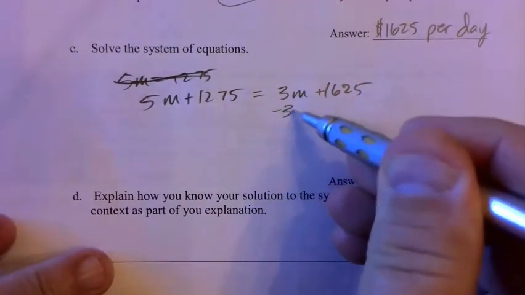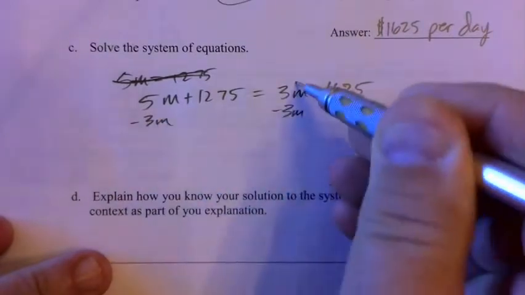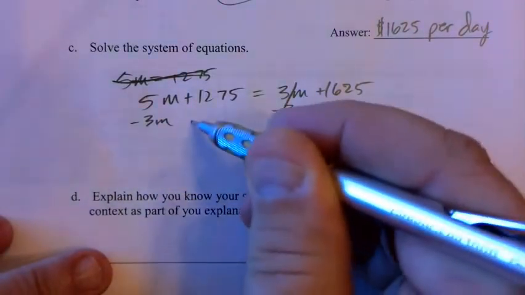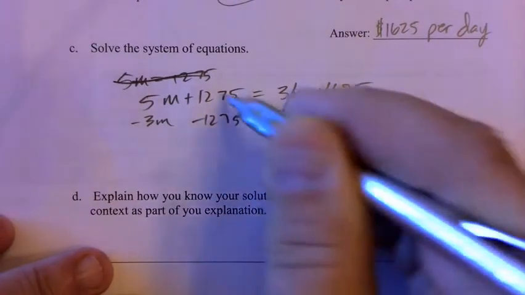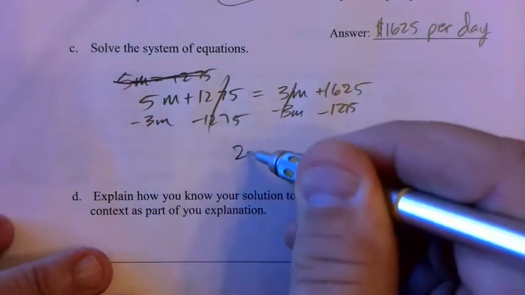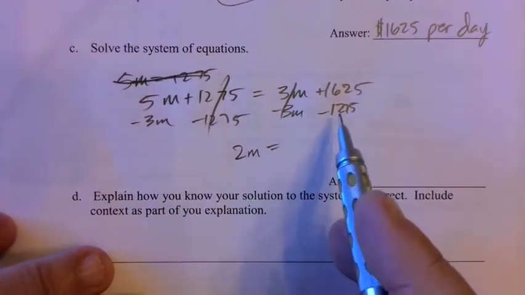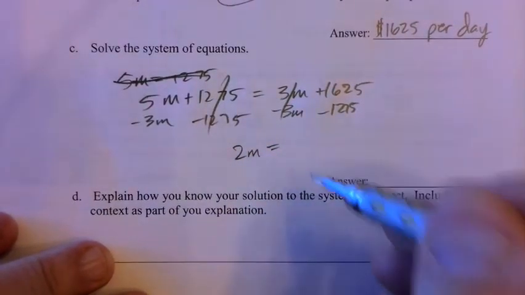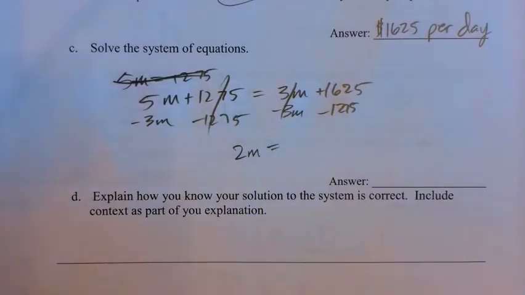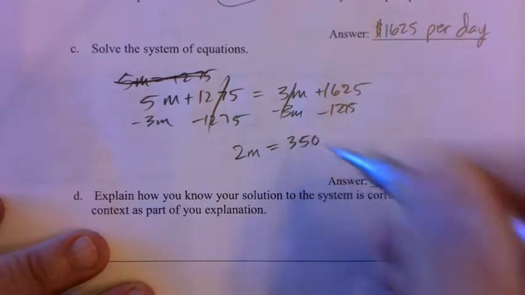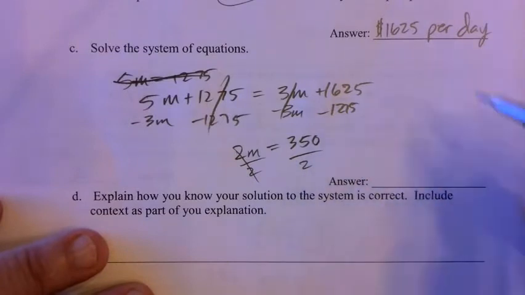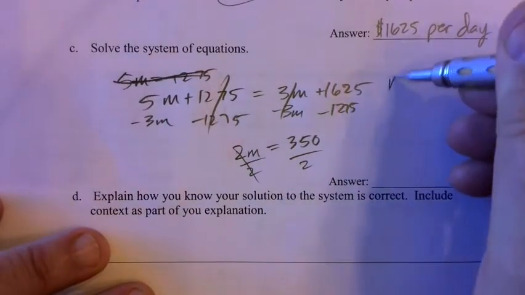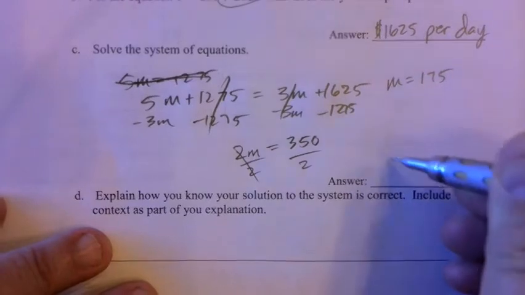So if I subtract 3m from each side, and I subtract 1275 from each side, it helps me balance out the equation. 5 minus 3 is 2m equals 1625 minus 1275. I don't know. 1625 minus 1275. 350. And then if I divide that by 2, I get 175. So m is equal to 175. That's my input value.